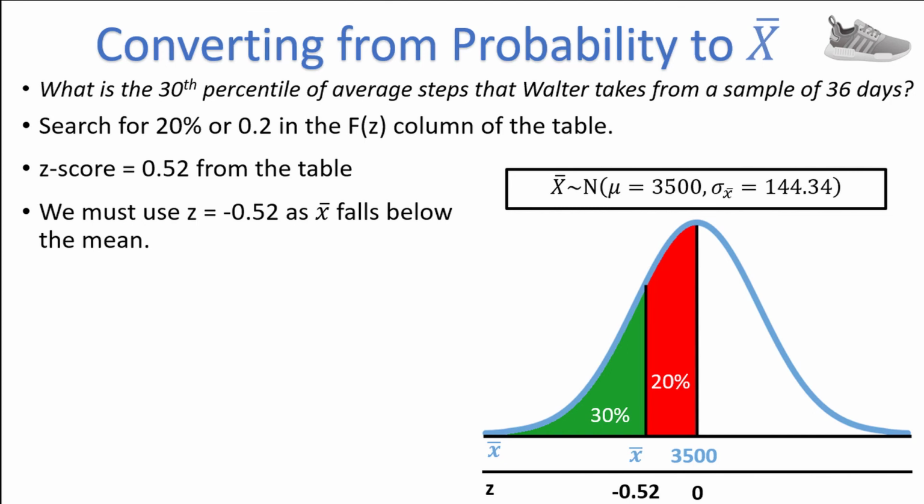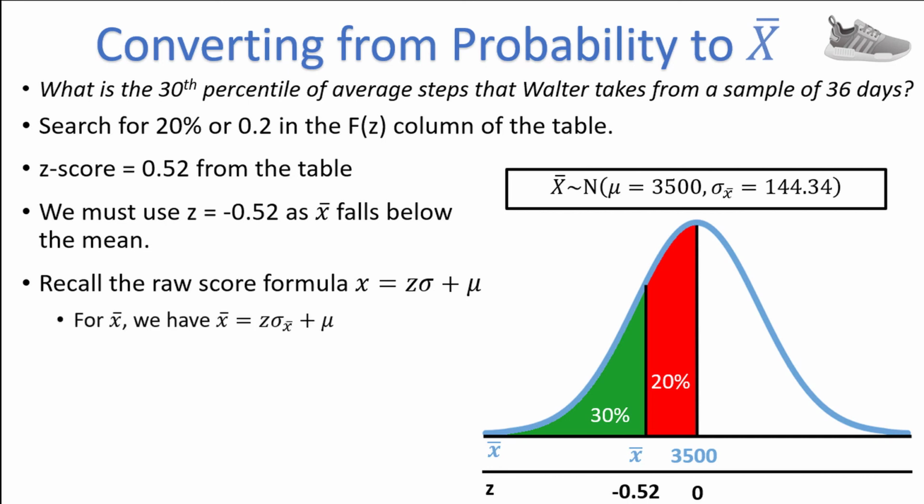Now we need to convert this z-score into a value for x bar so that the units are in steps instead of standard deviations. Recall the formula to find the raw score, which is x equals z times sigma plus mu. If we want to solve for x bar instead of x, the formula is the same, except we have to use the standard deviation of x bar instead of the standard deviation of the initial distribution. So we have x bar equals negative 0.52 times 144.34 plus 3,500, which is equal to approximately 3,424.94. We can include this value on the chart, rounding to 3,425 to save space.